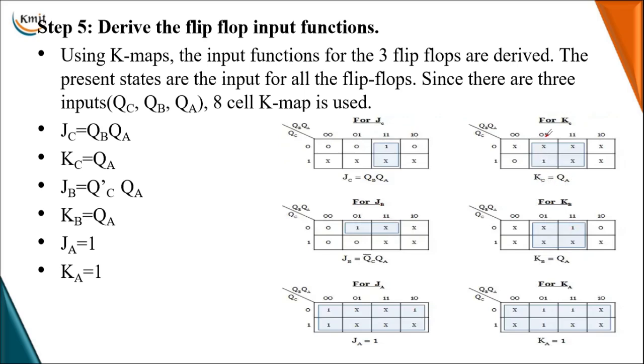So KC is equal to QA, which is the same variable for all these 4 minterms, and QC, QB are different, so they are not present in the product term. Hence KC is equal to QA.